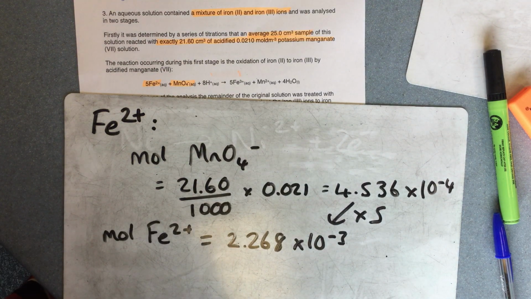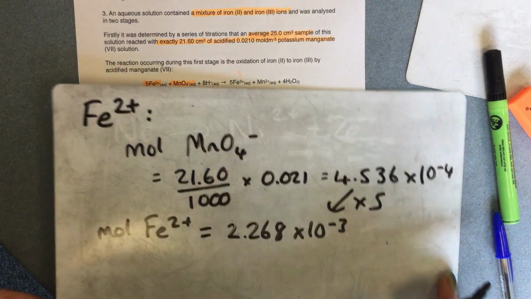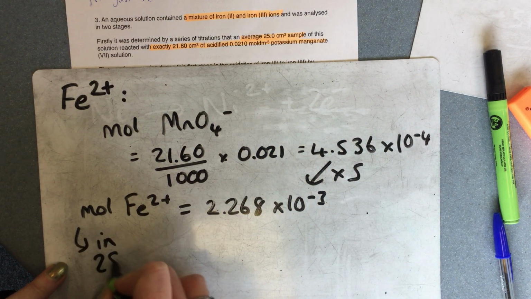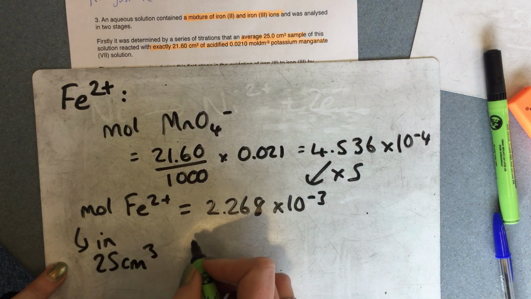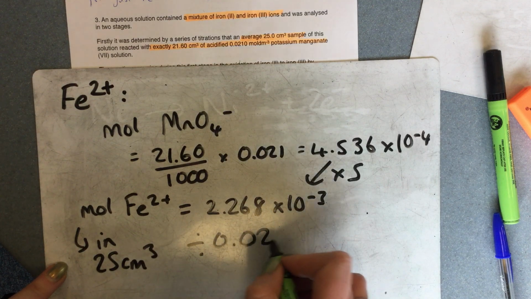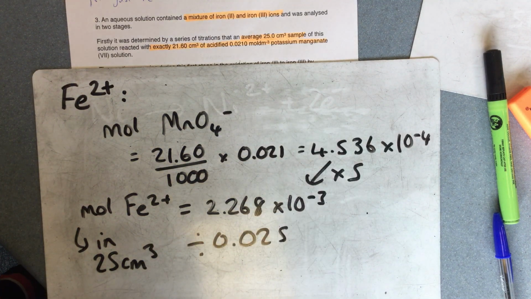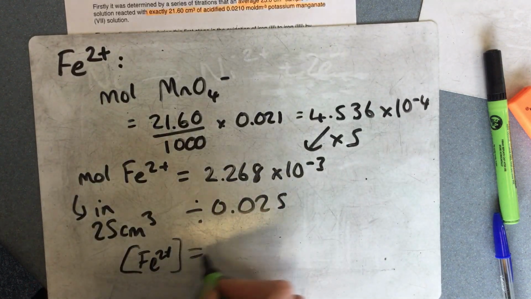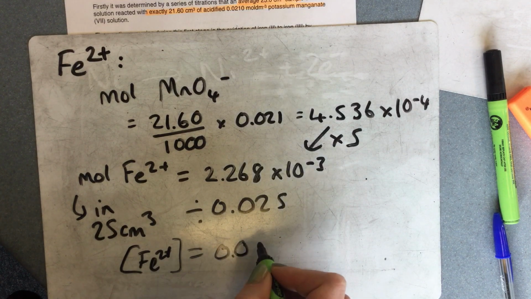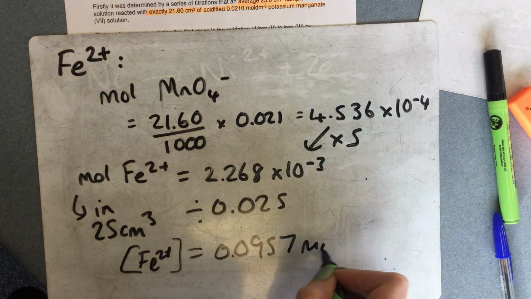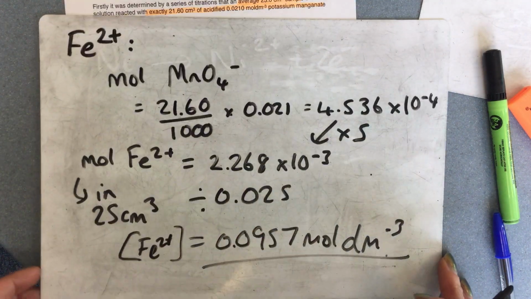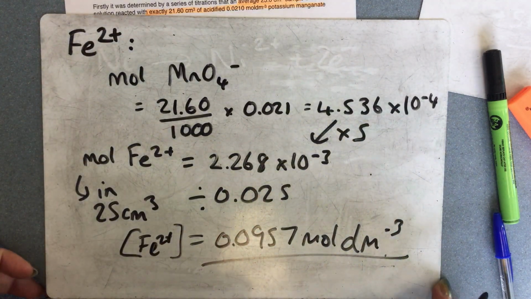Okay, so the concentration I could work out straight away because I know that that's the moles of Fe2+ in 25 centimetre cubed. So I can divide it by 0.025, and then my answer for concentration of Fe2+ is going to be 0.0957 moles per dm cubed. So that bit's easy to do because Fe2+ is always really easy to find with manganate.